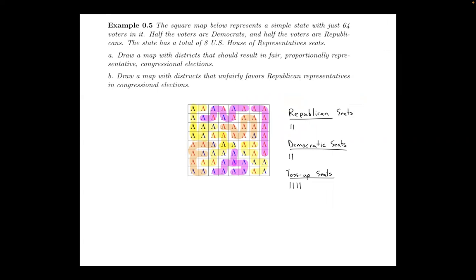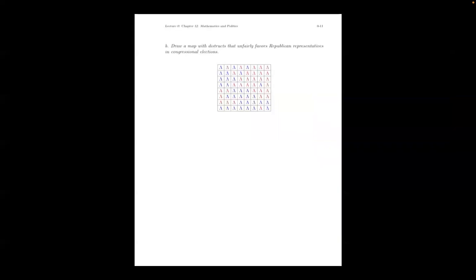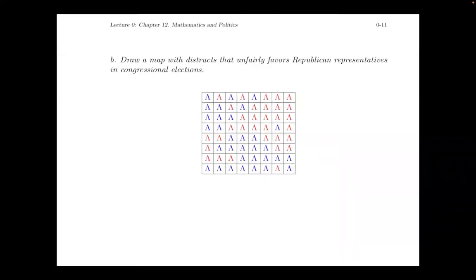Now that's part A. Part B says, let's draw a map that unfairly favors Republican representatives in congressional elections. So we need to do this all over again, right? So I'm going to start with a fresh map. This is my cheater map. I'm going to do this in favor of Republicans.